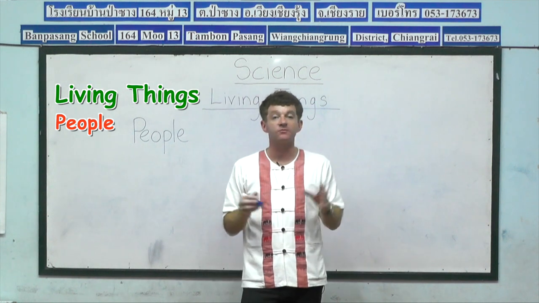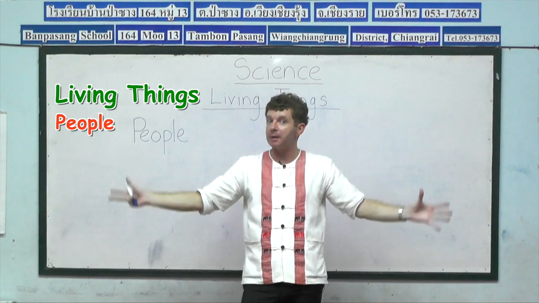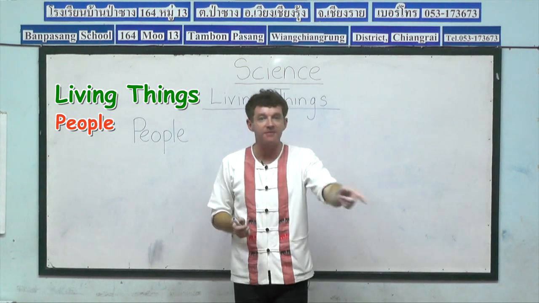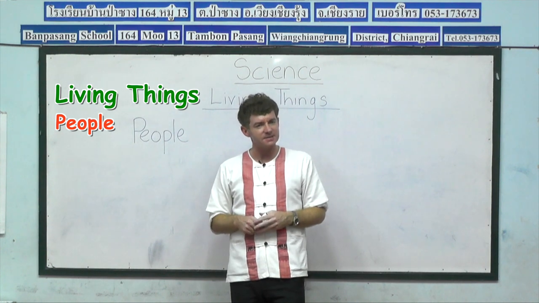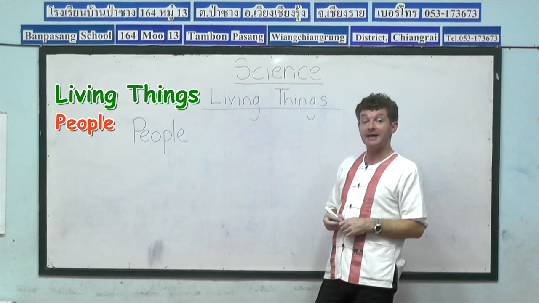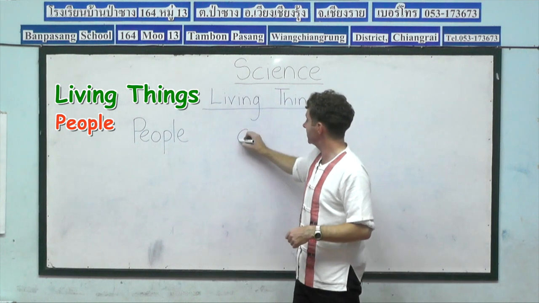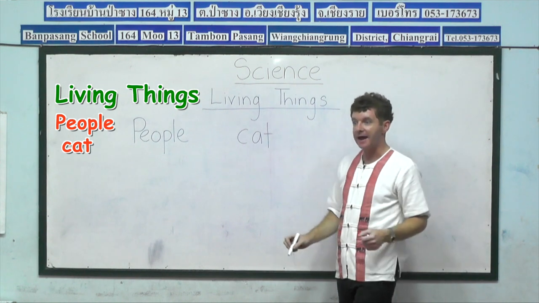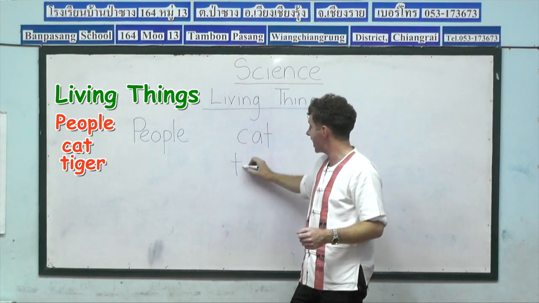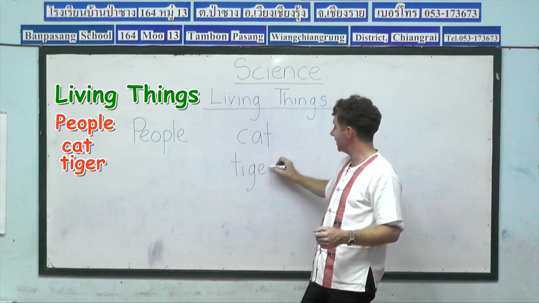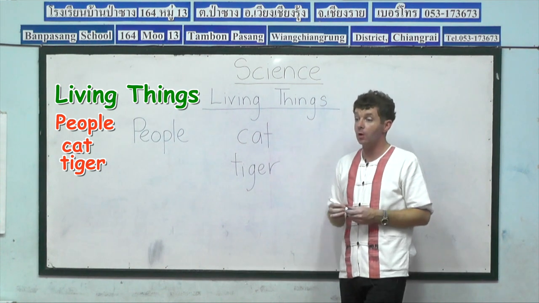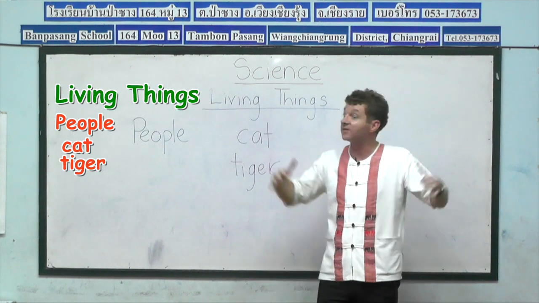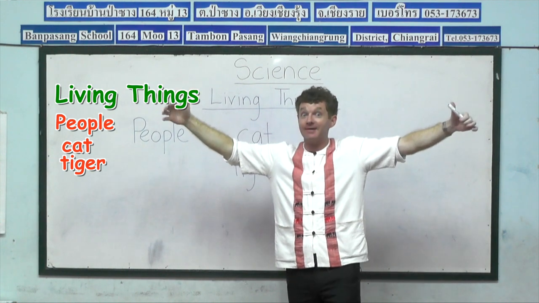Yes. Now, any other example? Okay, animals is good. And animals is a very big term. So can you give me some examples of animals? Cat. Does a cat have life? Yes. So a cat is a living thing. How do we spell cat, guys? C-A-T. Tiger. Excellent. T-I-G-E-R. Pak Bung, did you know a tiger is a cat too? It's part of the cat family, but it's what's known as a big cat.